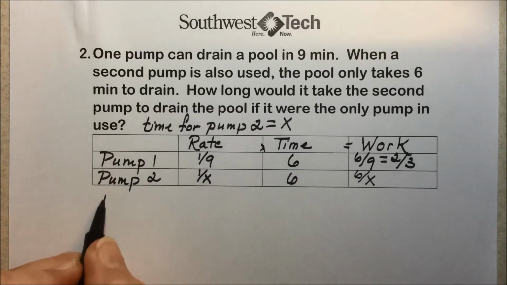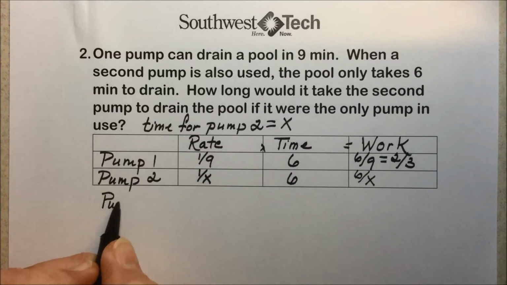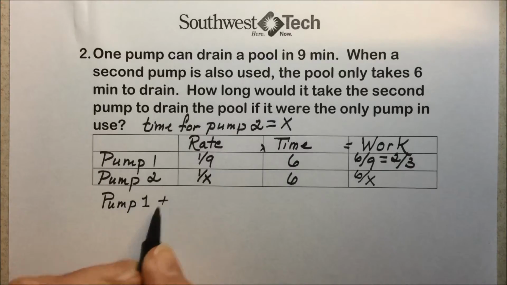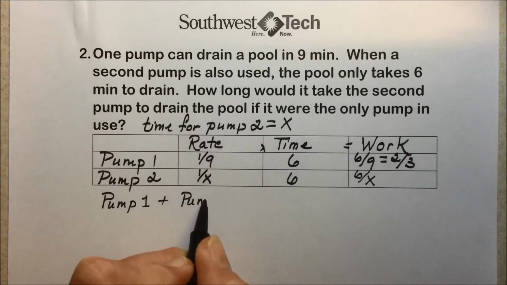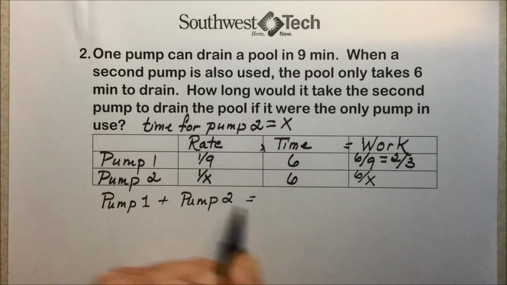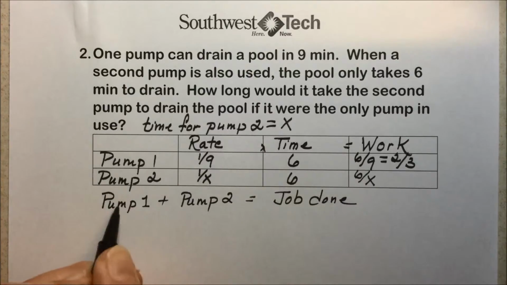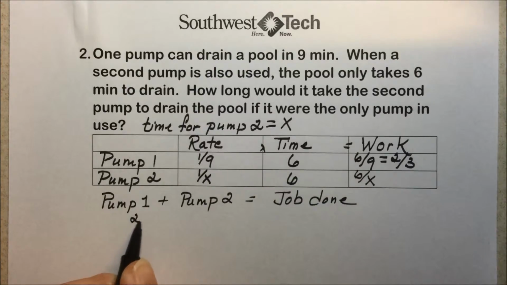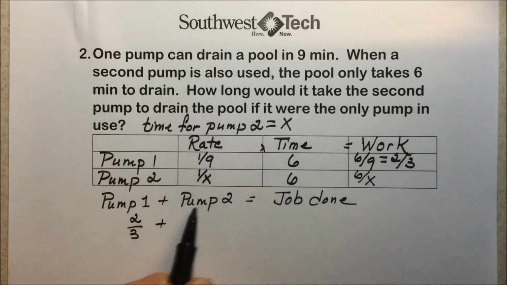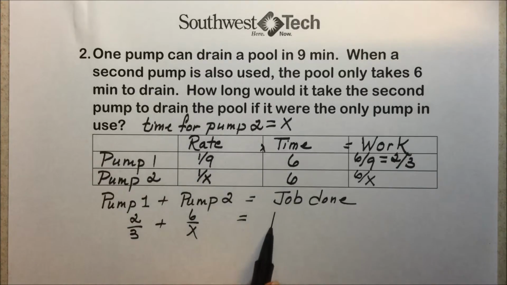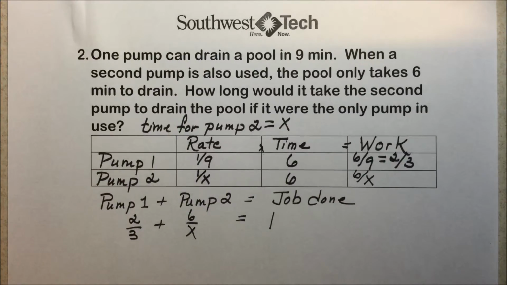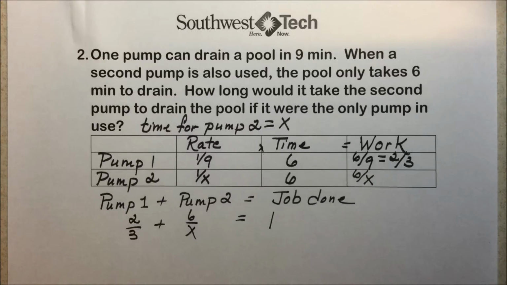Now to come up with an equation, we will take the work from pump 1 plus the work done by pump 2 and set it equal to the job done. Well, we found that the work pump 1 is doing is 2/3. The pump 2's work is 6/x, and the job done is emptying the pool. We're only emptying the pool once, so there's 1 job that's being done. We now have a rational equation that we need to solve.